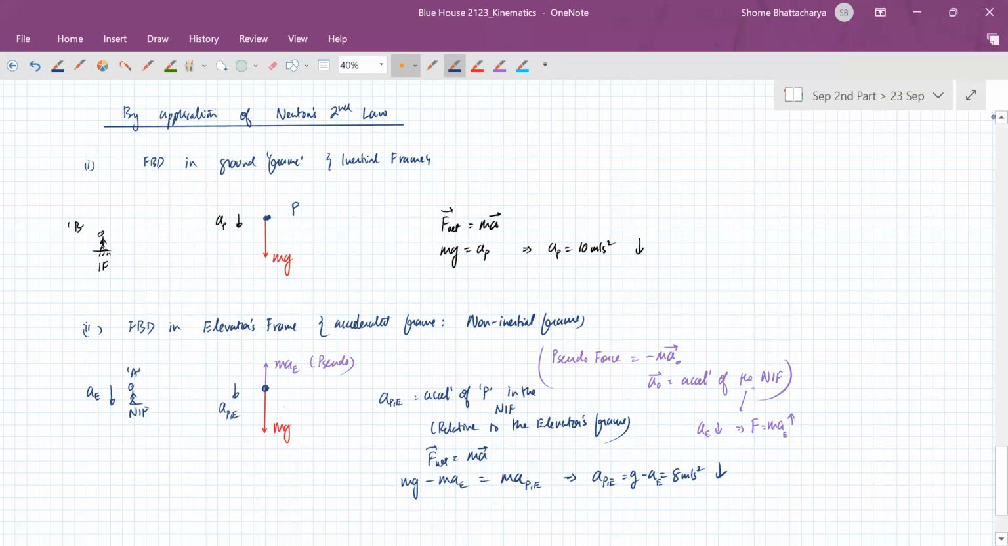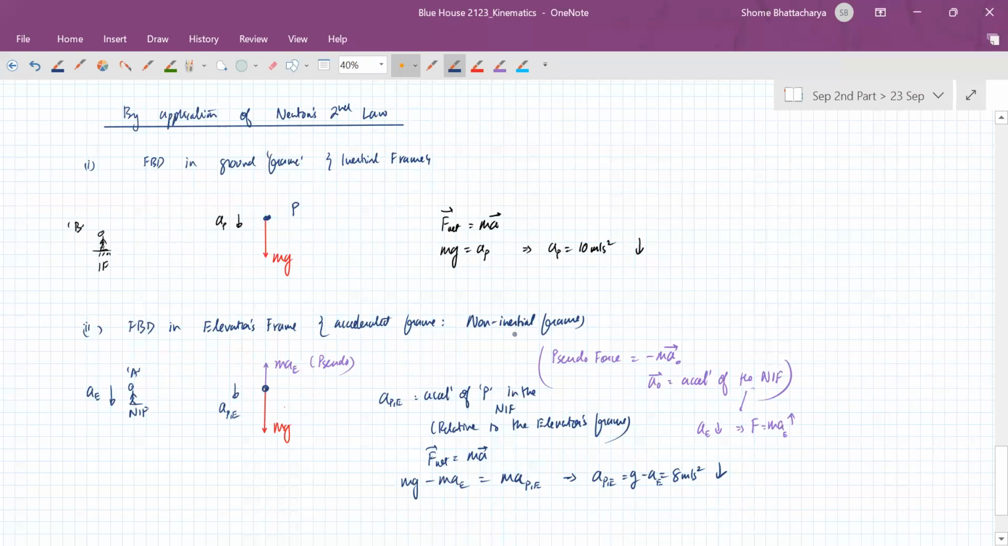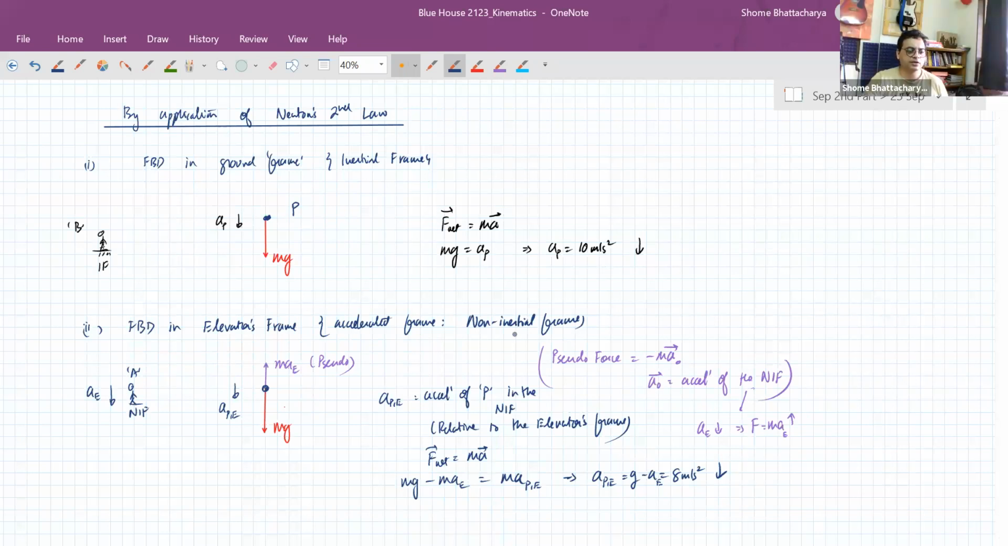Sir, what is written in bracket in second point? Which frame is there? Free body diagram in elevator's frame, that is the accelerated frame, or it is a non-inertial frame. The elevator's frame is an accelerated frame with respect to ground. So by definition, any frame which has acceleration becomes what kind of frame? It becomes a non-inertial.